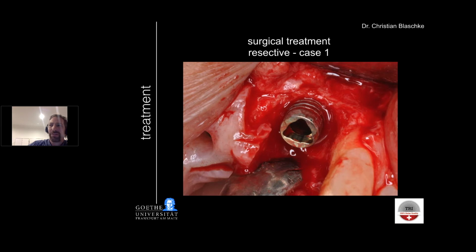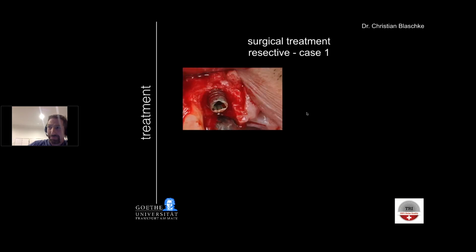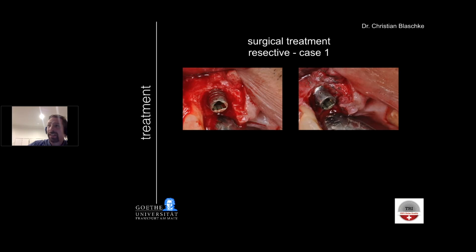So therefore, the decision was to do an implantoplasty. Here we go. This is how an implantoplasty looks like. Very messy. Can't do anything about it, but you have to polish the threads off. You have to make that thing shiny. And the idea is that you get a surface where the hygienist can actually use the scaler and clean that surface.